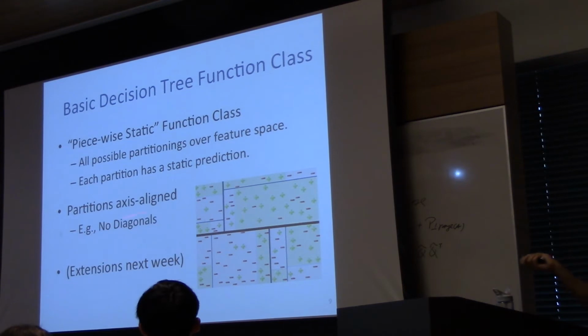And furthermore, for decision trees using single-dimensional binary queries, these partitions must be axis-aligned, which basically means no diagonals. No diagonal splits, because you can only split on a single feature at a time, which is the most common way to specify a decision tree.